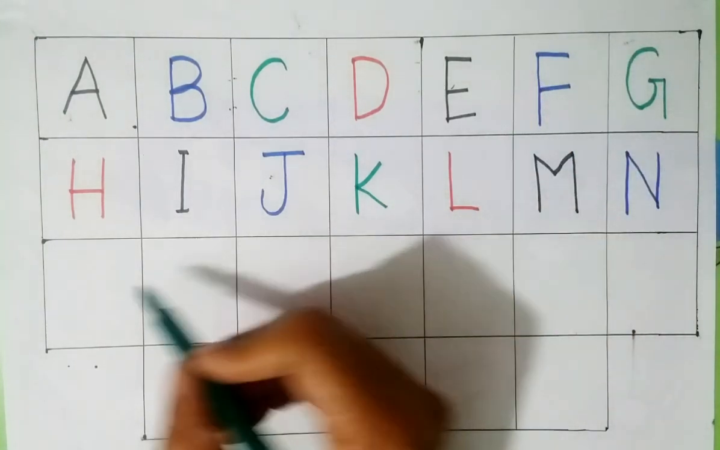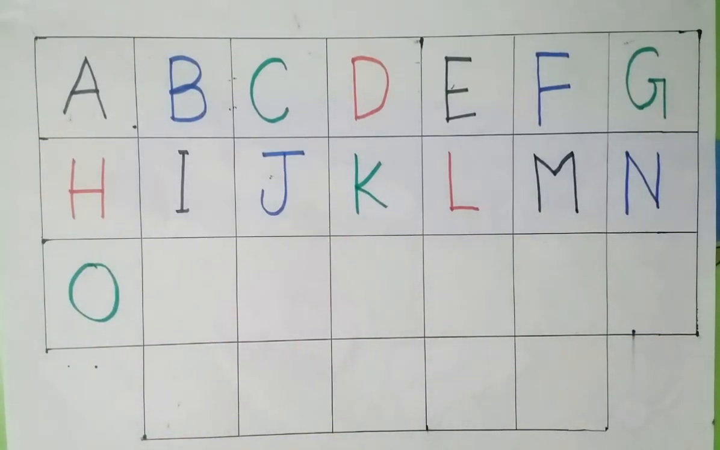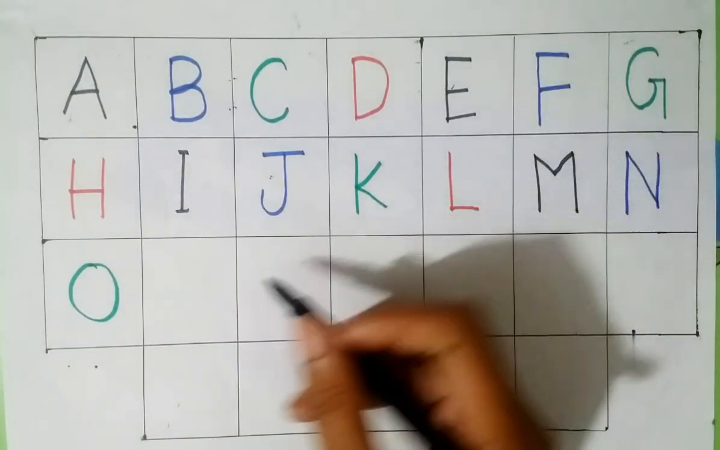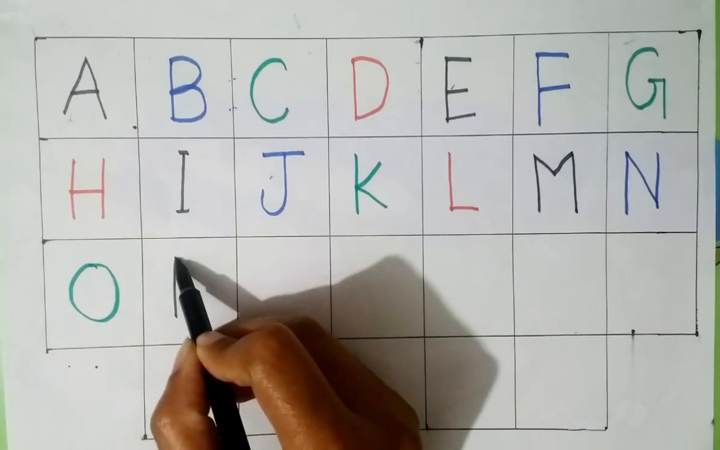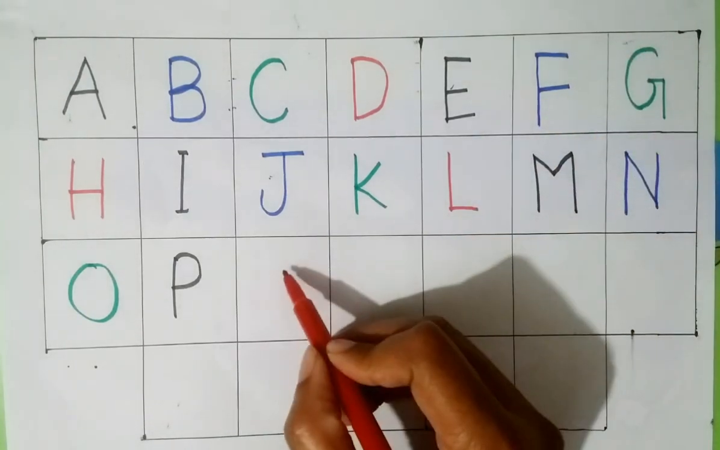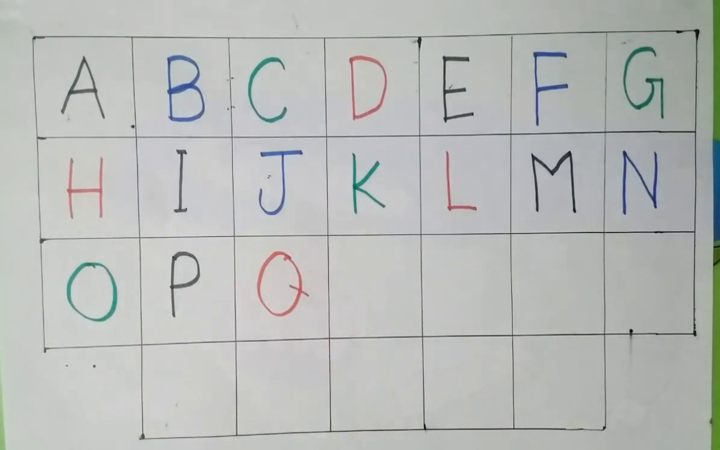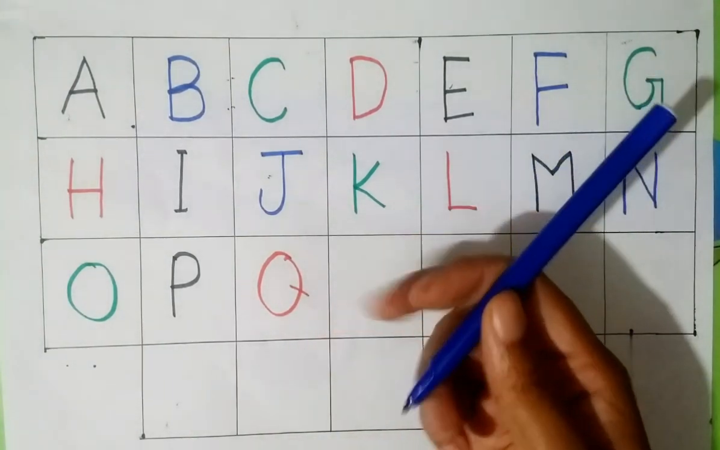Green color. O for orange. Black color. P for pen. Red color. Q for queen. Blue color.